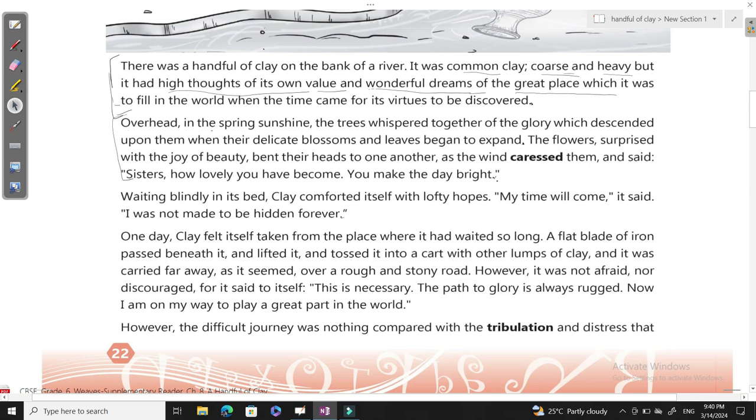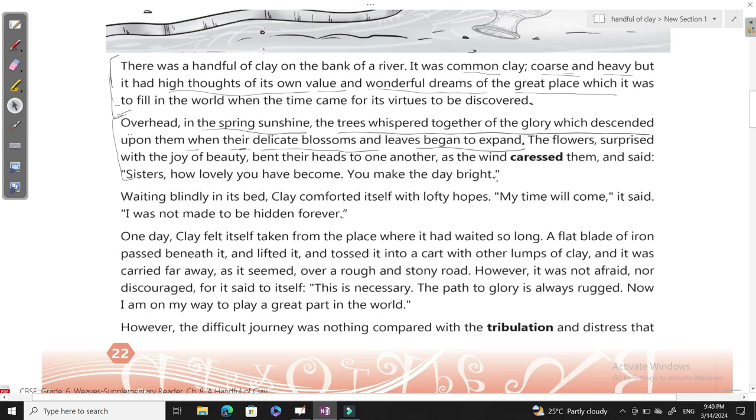See, overhead, where the clay was lying on the bank of a river, there were some trees nearby. In the spring sunshine over his head, the trees whispered together of the glory which descended upon them when their delicate blossoms and leaves began to expand.